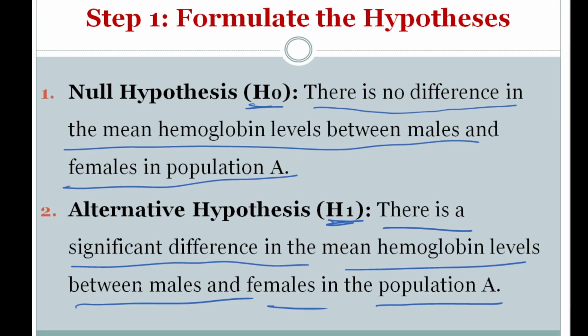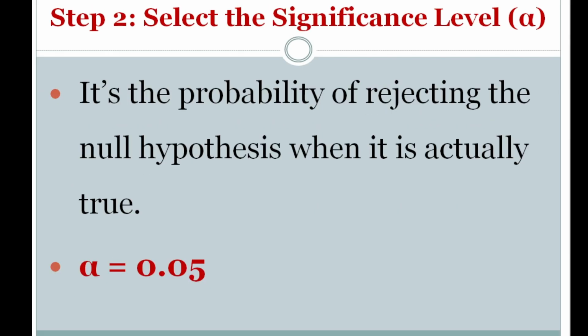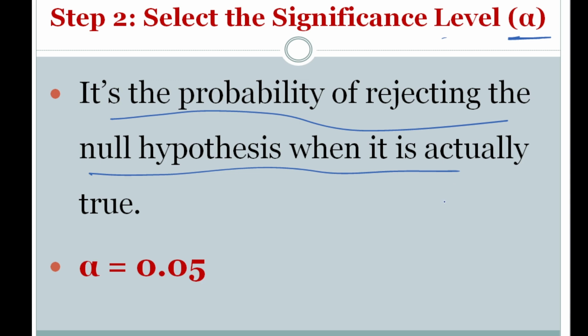Now coming towards the second step, which is select the significance level, that is alpha. You know what is meant by alpha? Alpha is the probability of rejecting the null hypothesis when it is actually true, and normally it is set at 0.05. By this we mean that we are going to accept the 5% error while rejecting null hypothesis. So it means that alpha will be normally 0.05.